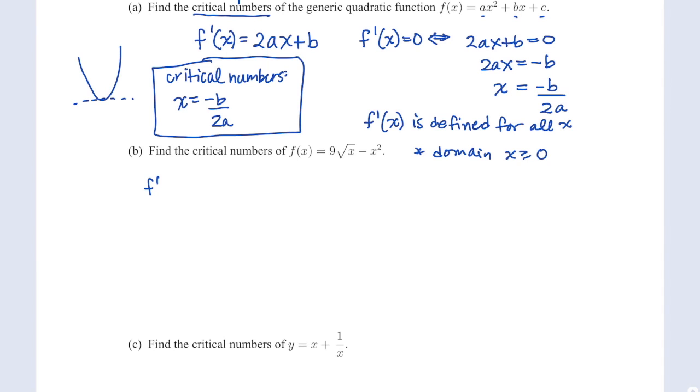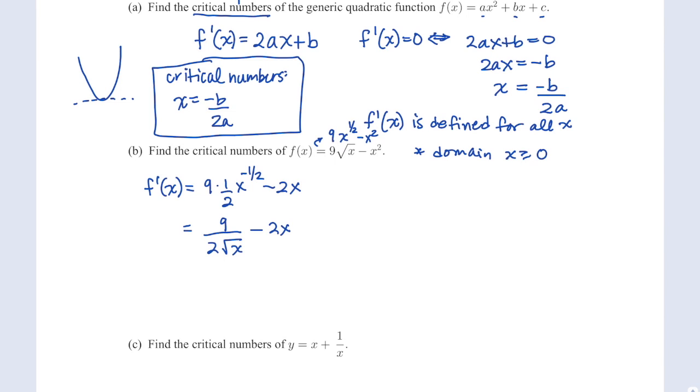So I find the derivative, and first I'm rewriting this as 9x to the 1/2 minus x squared. So when I do the derivative, I'll have my 9 constant multiple carried along times 1/2 x to the negative 1/2 minus 2x. And I'm going to need to know where this is 0 and where it's undefined, so I'm going to need to clean it up a little bit. So let's see, I've got 9 over 2, and then I'll have a square root of x in the denominator, minus 2x.